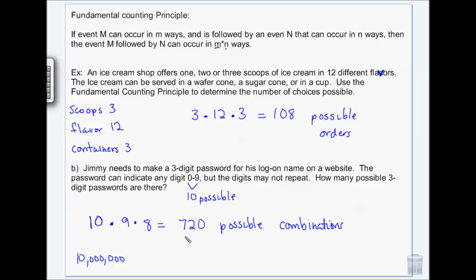Now, could somebody guess your combination on the second try? Sure. But they're really going to sit there and go, okay, I'm going to try all 720 of these possible combinations until I get into this thing. Not likely. Okay, any questions on this one? Fundamental counting principle?